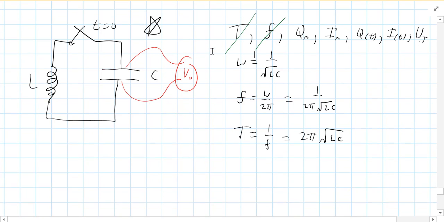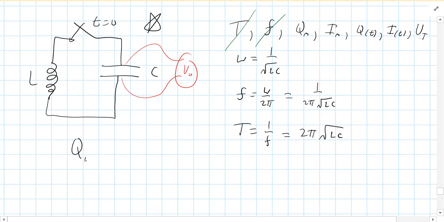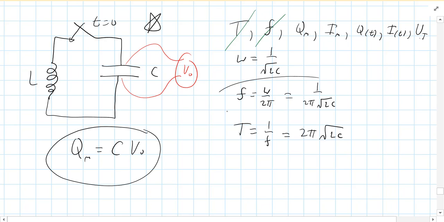Q max, well, that's easy. Q max is simply equal to CV naught. So I've got that, I've got my frequency, and I've got my period.